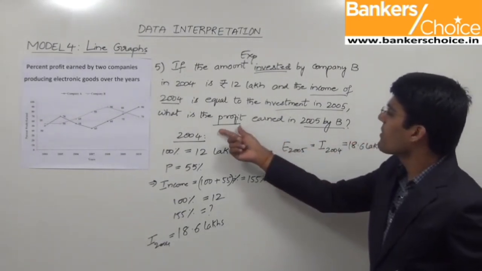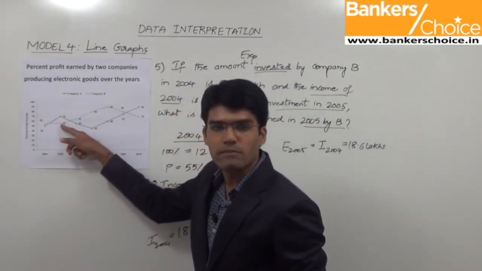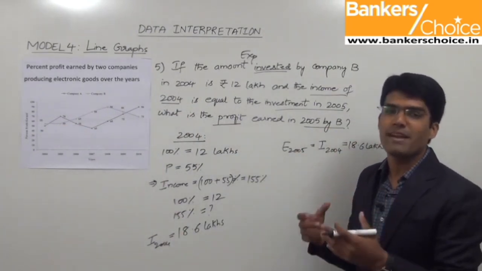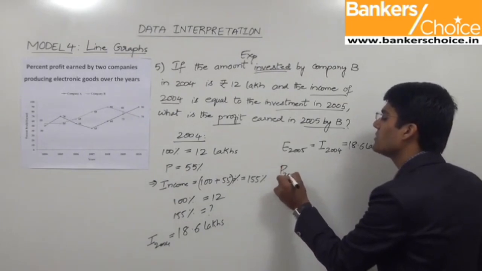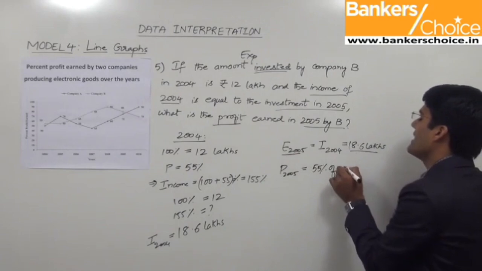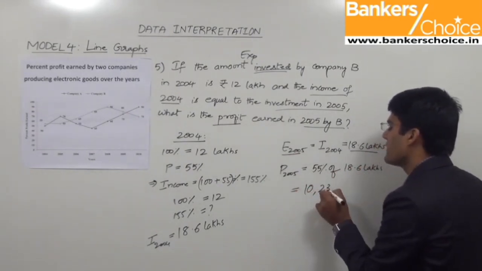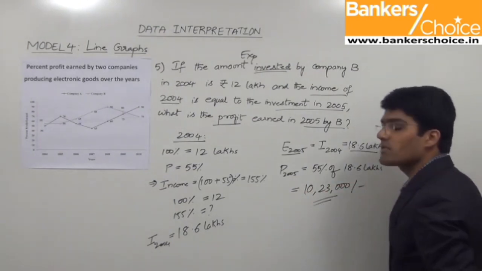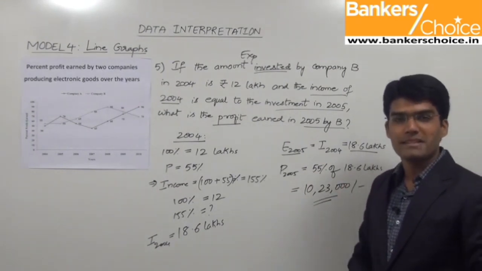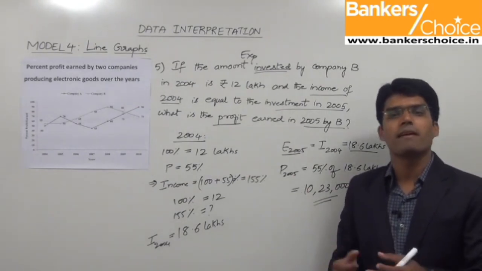We are supposed to find out the profit earned in 2005 by company B. From the graph we know that profit earned in 2005 by company B is 55%, and profit earned is always on the investment or expenditure in this case. So we can say that the profit in 2005 should be equal to 55% of the expenditure, that is 18.6 lakhs. So when we simplify this, this comes out to be 10 lakhs 23,000. So the final answer for this question here is 10 lakhs 23,000. That means the profit in 2005 is equal to 10 lakhs 23,000. So this is how, by simply following the data given in the question and the data given in the graph, we can find out the required answers.